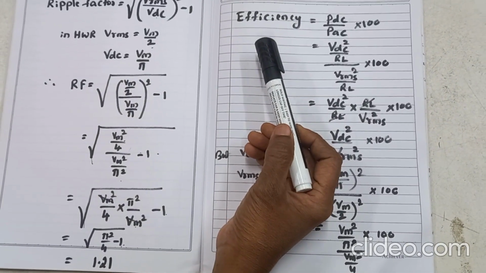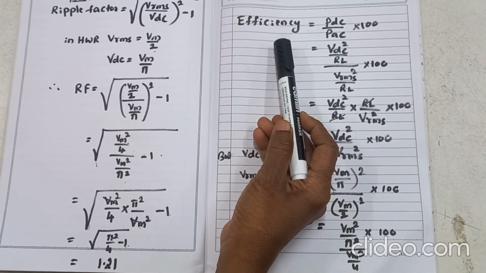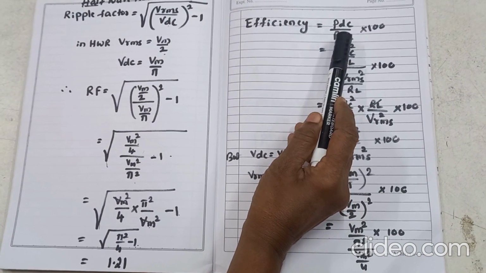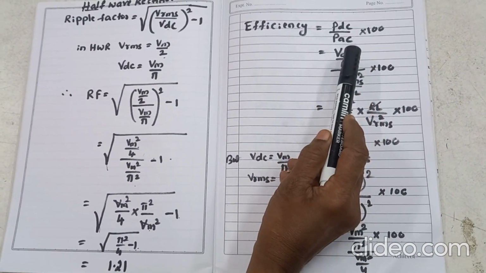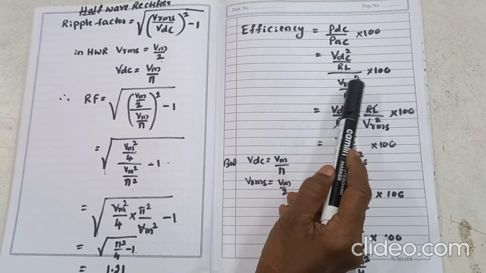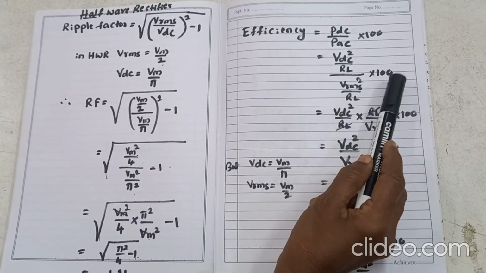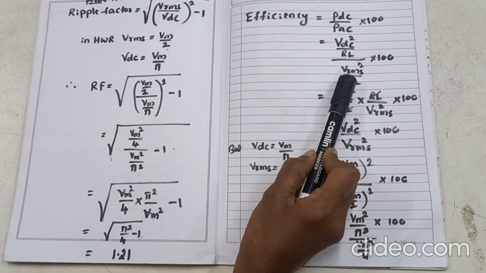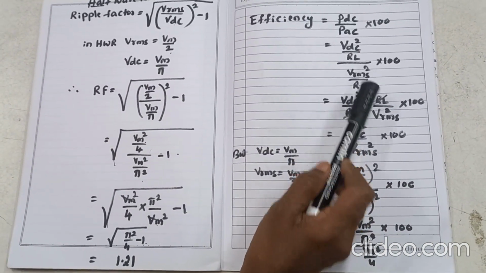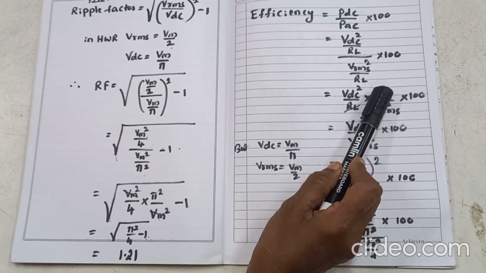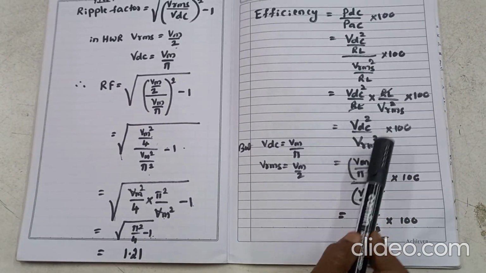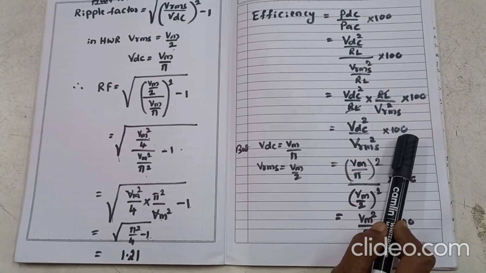Now find the efficiency of half wave rectifier, and the formula for efficiency is PDC by PAC into 100. PDC is VDC square by RL, PAC is Vrms square by RL, into 100. VDC square by RL you keep as it is. Denominator part Vrms square by RL you take to the numerator. RL by Vrms square into 100. RL cancel each other. VDC square by Vrms square into 100.